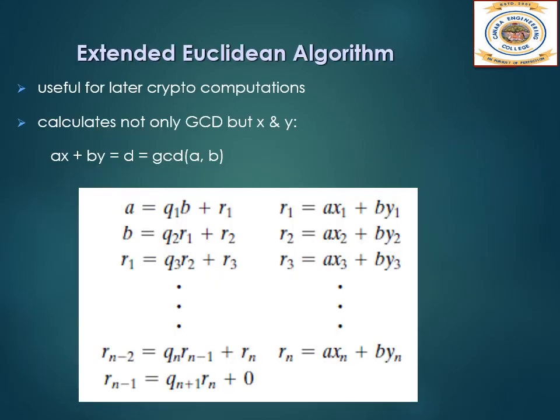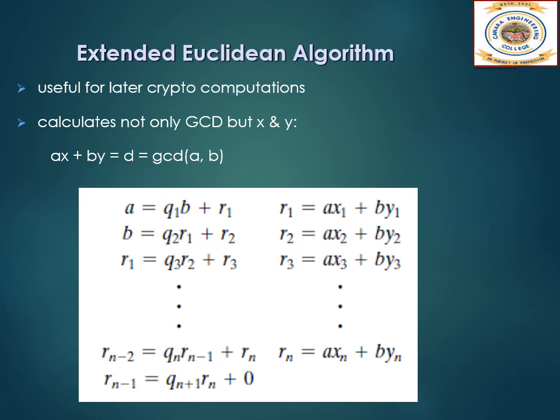We have used the Euclidean algorithm to calculate the GCD of two numbers. Now, let us see where else this Euclidean algorithm can be used. It is useful for later computations in the area of finite fields and in encryption algorithms such as RSA. RSA we are going to learn in detail later on.